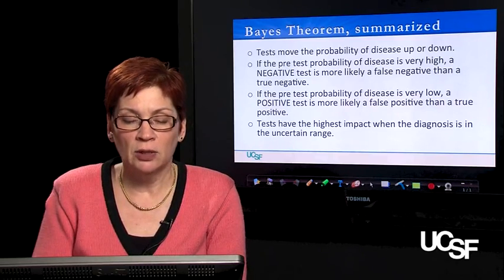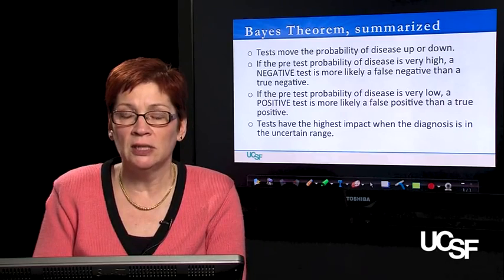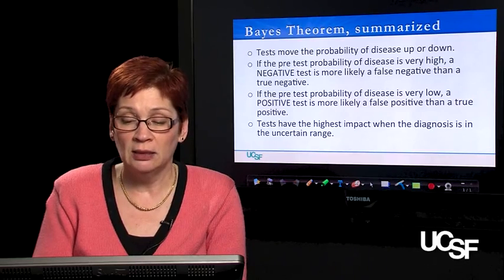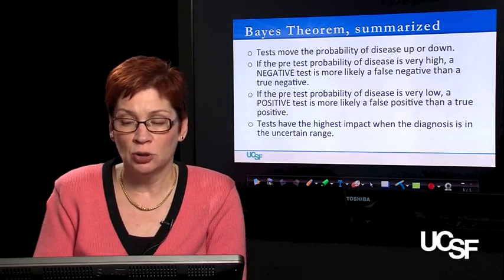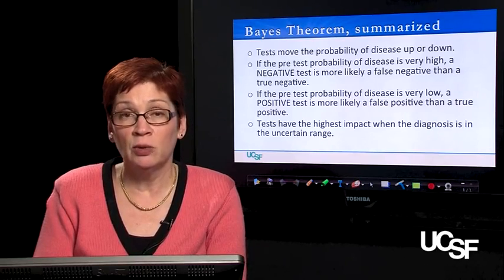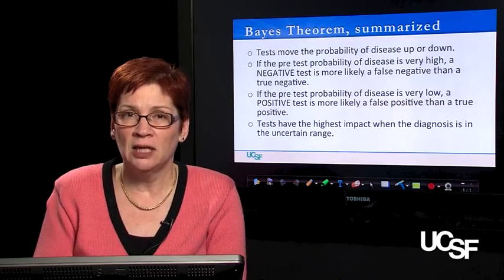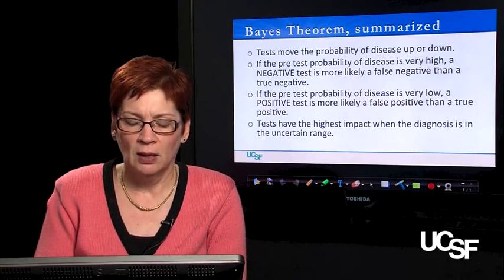The corollary of that, of course, is if the pretest probability of disease is very low, a positive test is more likely to represent a false positive result than a true positive result. Essentially what it's saying is if you really don't think the person has the disease, a positive test shouldn't make you conclude the patient has the disease. It should make you think about whether or not that's a false positive.